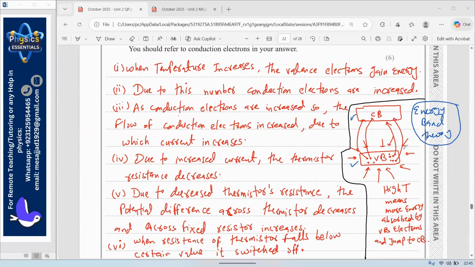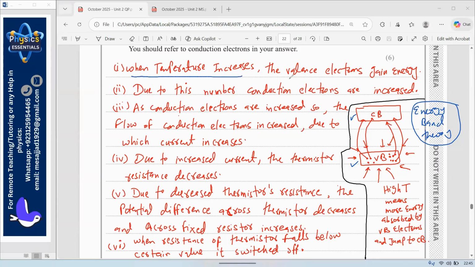So these valence electrons, when they gain the energy, they jump into the conduction band. So the current that flows in a semiconductor is all because of the conduction electrons. If the conduction band has some electrons in it, which are jumping from the valence band, then the current will flow, otherwise not. So when you raise the temperature, the valence band electrons gain energy. This is what is written in the first line.